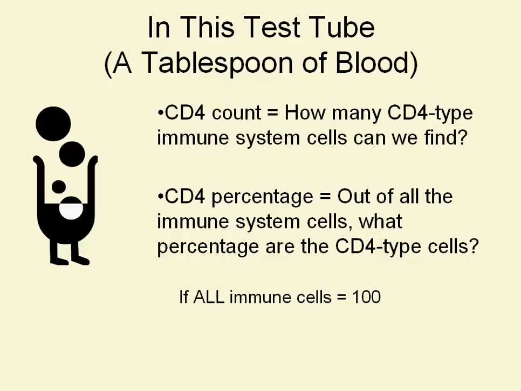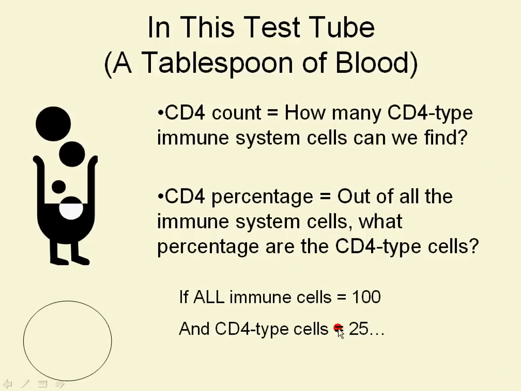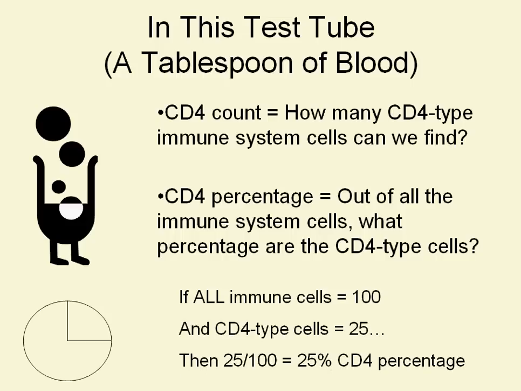So if all immune system cells are 100, in this tablespoon of blood we find 100 immune system cells, that would be this whole pie, right? And if we count CD4 type cells as 25, that would be that piece of the pie. So 25 over 100 is 25 CD4 percentage. So that result would be on the low end of normal. It would be below the 32 to 68 of quote-unquote normal reference range.